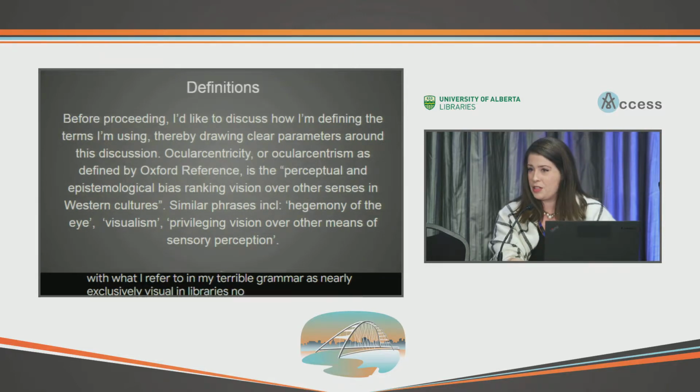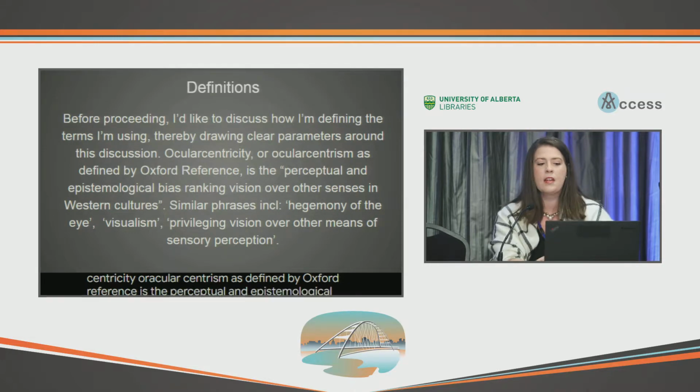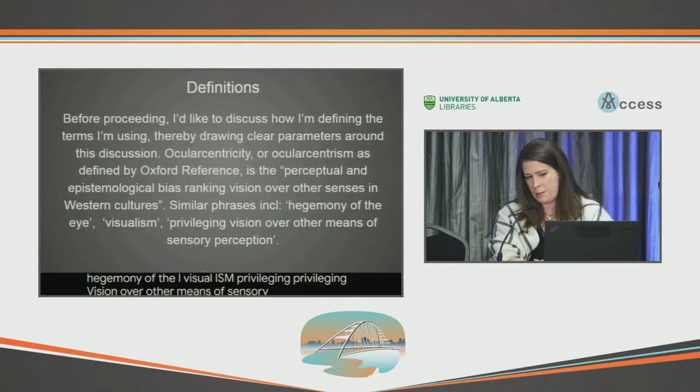I know you all know the definitions, but just so you know how I'm using them, I'd like to discuss how I'm defining these terms, thereby drawing clear parameters around my discussion. Ocularcentricity, or ocularcentrism, as defined by Oxford Reference, is the perceptual and epistemological bias ranking vision over other senses in Western cultures. Similar phrases you might have heard include hegemony of the eye, visualism, privileging vision over other means of sensory perception.